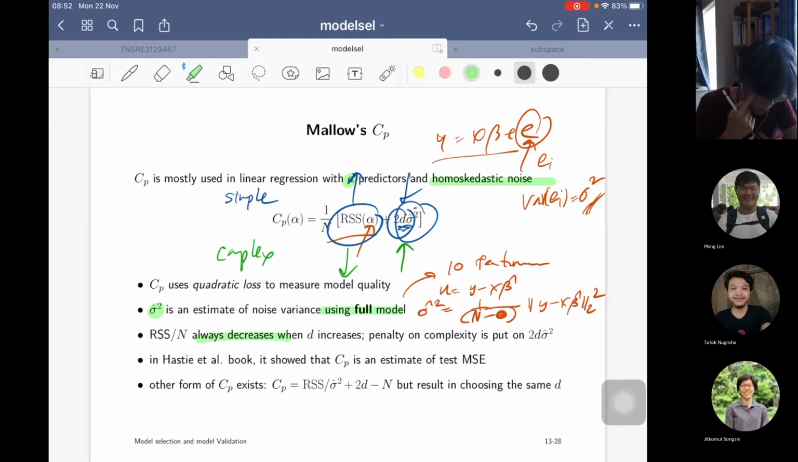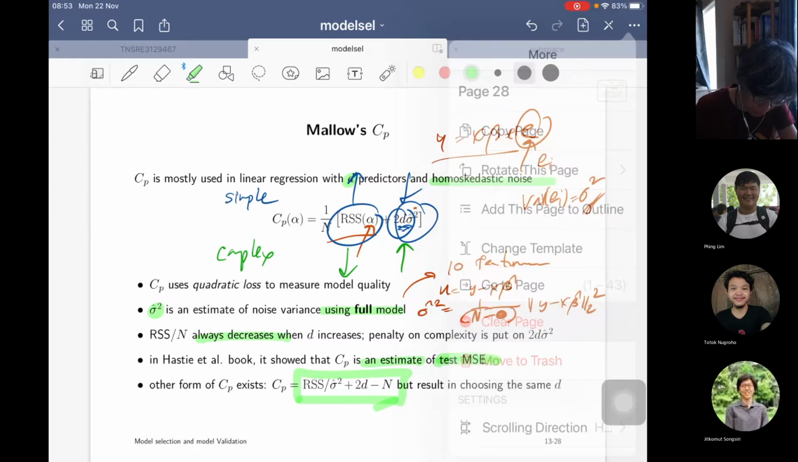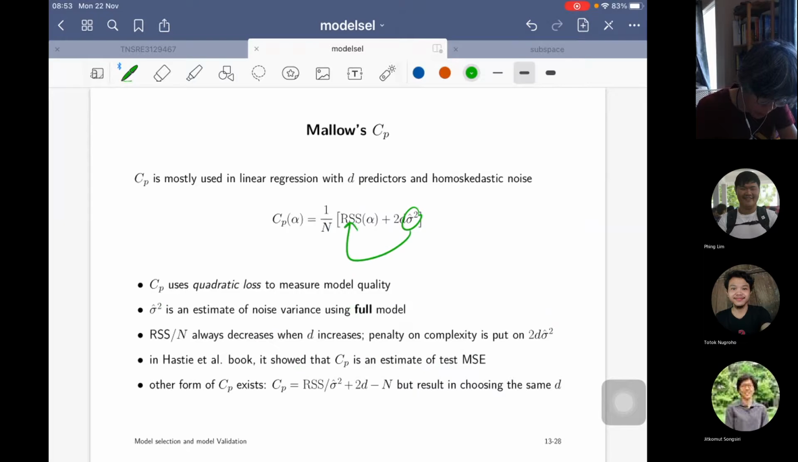In the Hastie book, the meaning of CP is an approximation of the test MSE, the MSE on the test data set. If you see another textbook or document, you might see another expression of CP, where the whole term is divided by sigma hat square. Other forms exist, but if you choose the model order with this CP, you end up choosing the same model complexity.